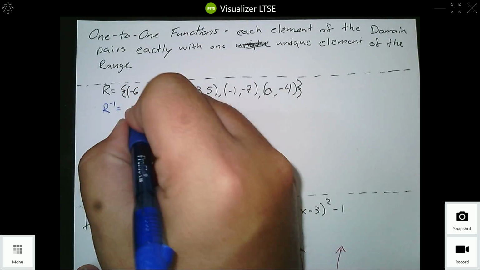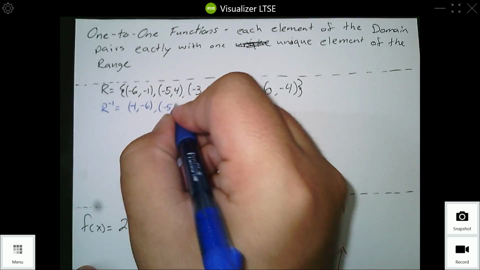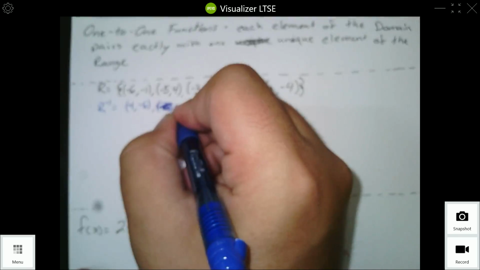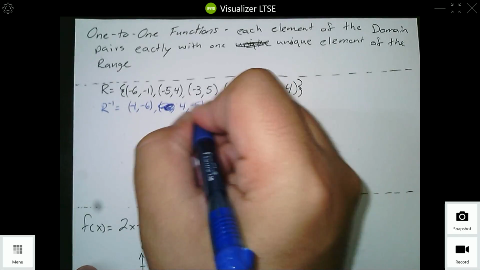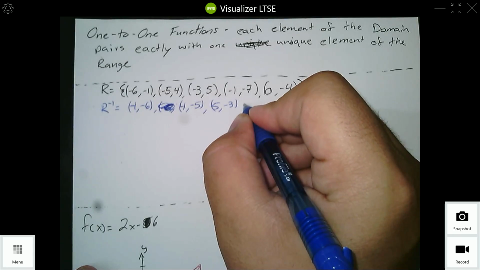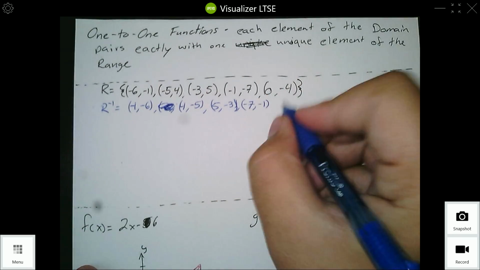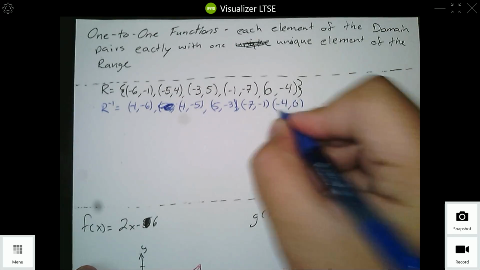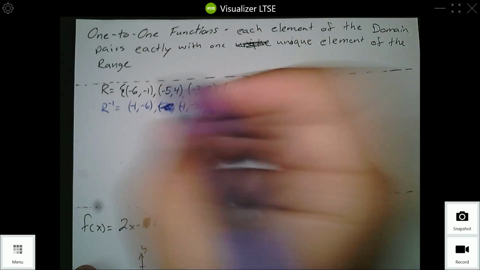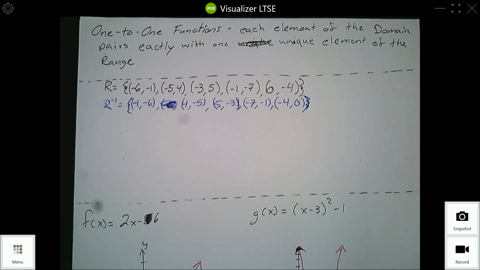So (-1, -6), oh, no, that's not it. We're going to go (4, -5), (5, -3), (-7, -1), and (-4, 0). Oh, that's awful looking, but handwriting will eventually get better, I hope. So now we have our inverse relation.